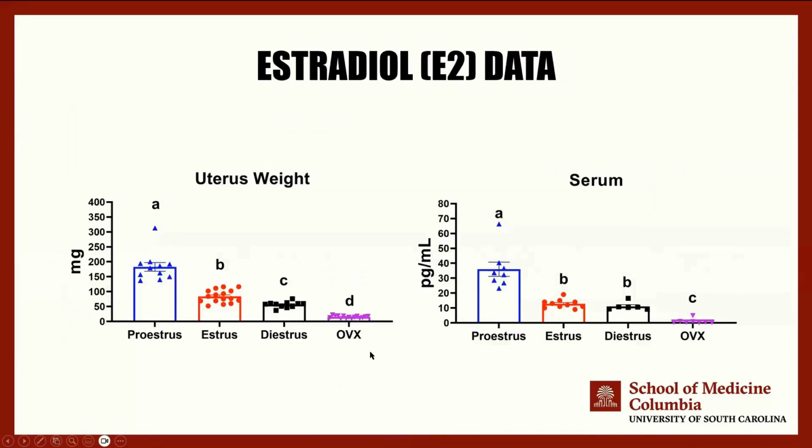Now, the uterus weight of these mice followed as expected. Proestrus had the highest wet weight, followed by estrus, diestrus, and then OVX. The serum E2 followed a similar pattern. Now, I will show you this data to share with you. It's rather interesting looking at the different tissues.